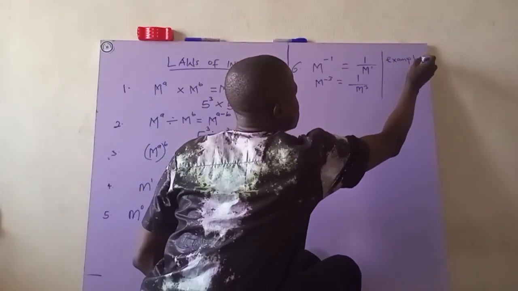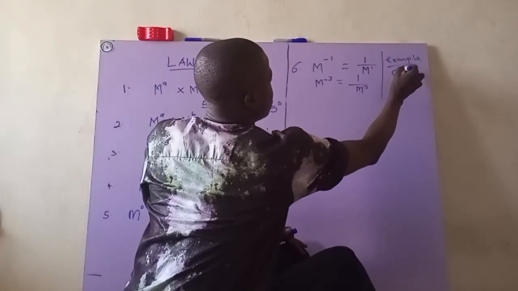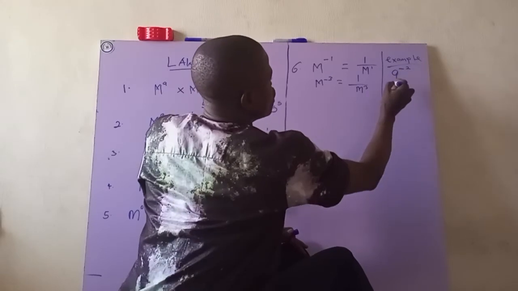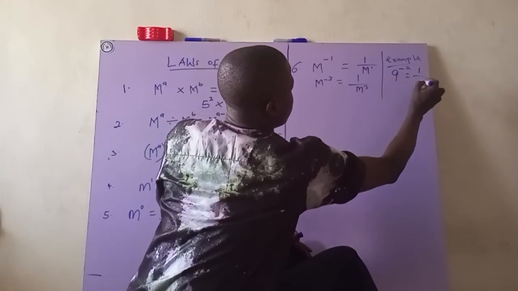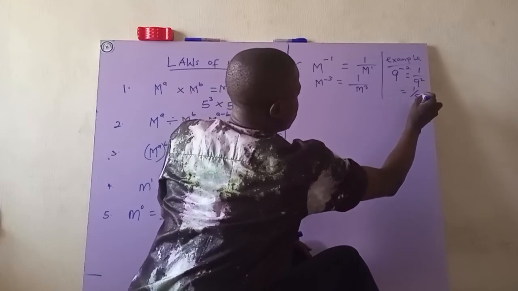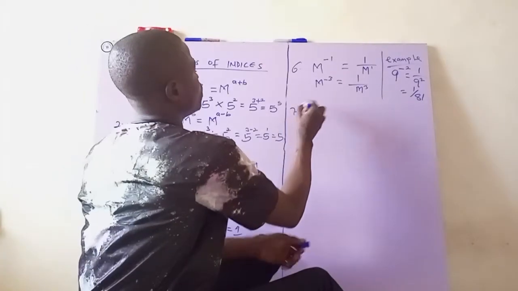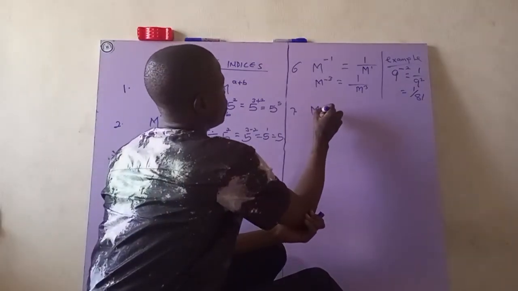If I have 9 raised power minus 2, this simply means I have 1 over 9 raised power 2, which is 1 over 9 times 9. That's 1 over 81.